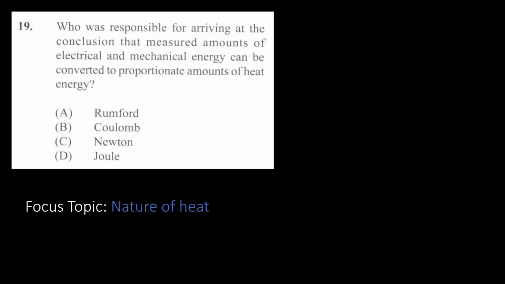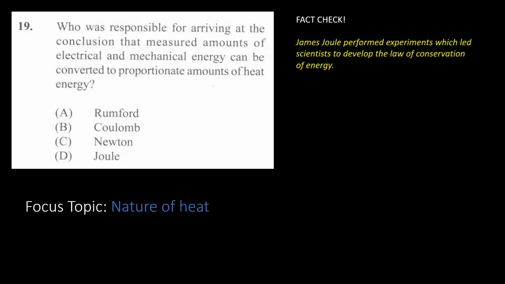For number 19, this asks for the person responsible for arriving at the conclusion that measured amounts of electrical and mechanical energy can be converted to proportionate amounts of heat energy. And this will be James Joule, of course, because his experiments involve careful measurements of the amount of energy released in different situations. So our answer is D.